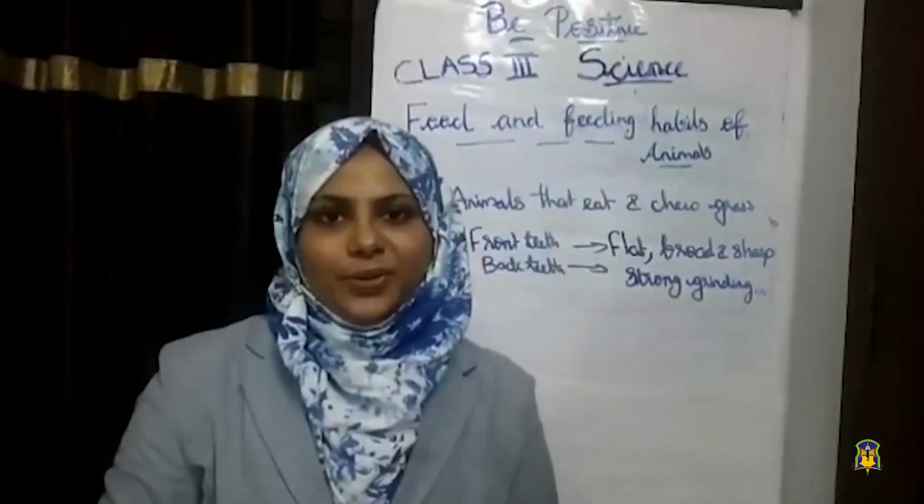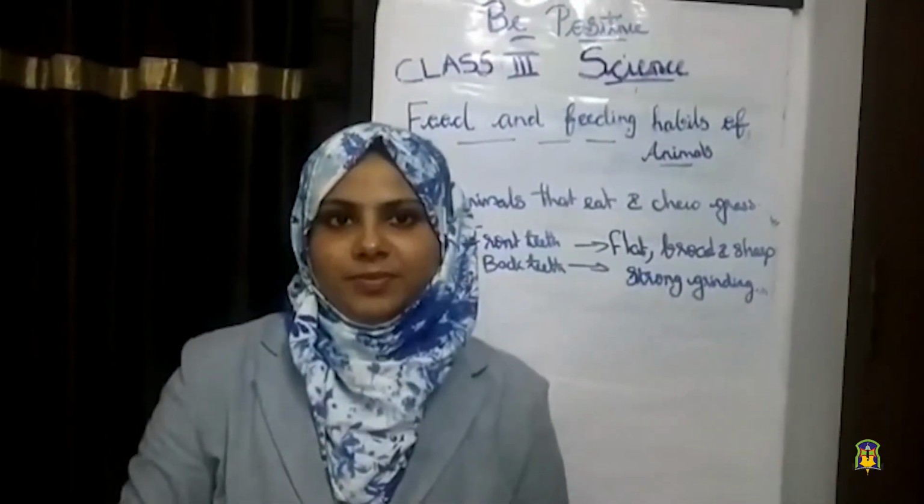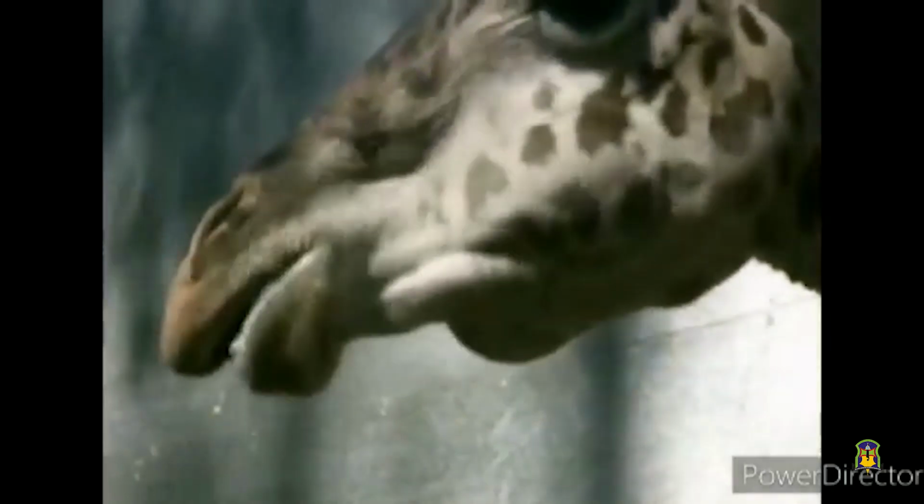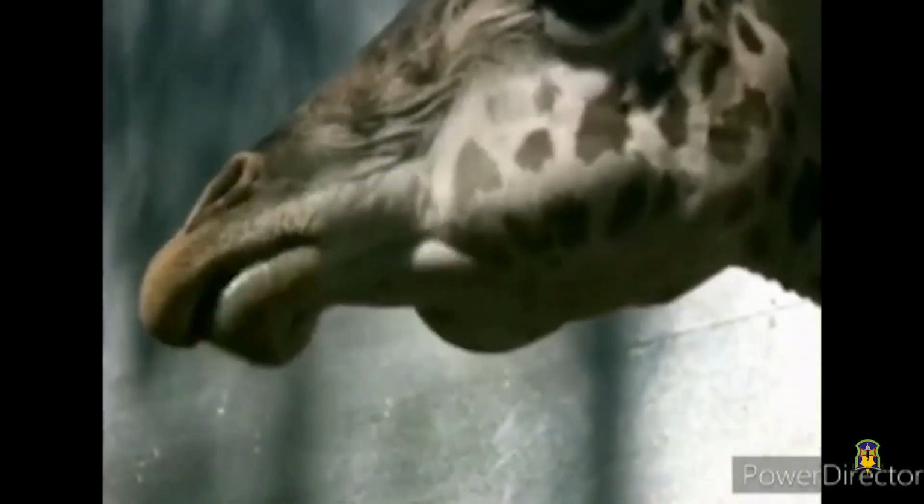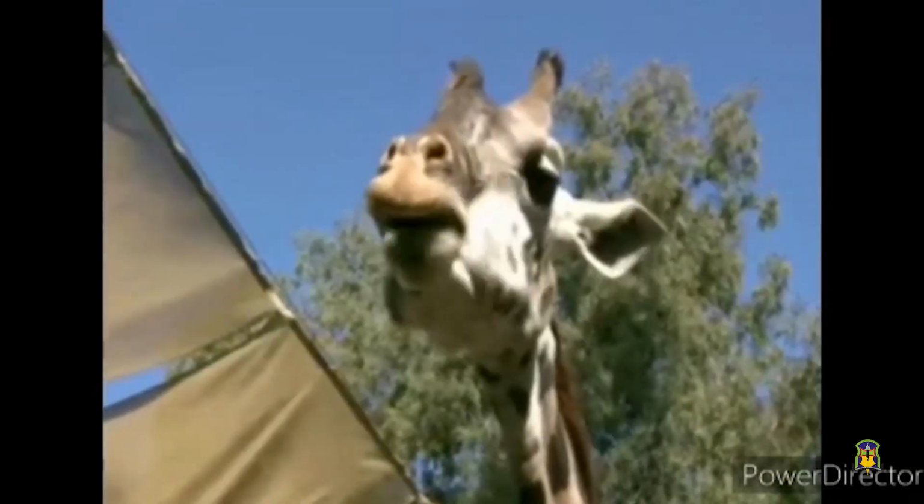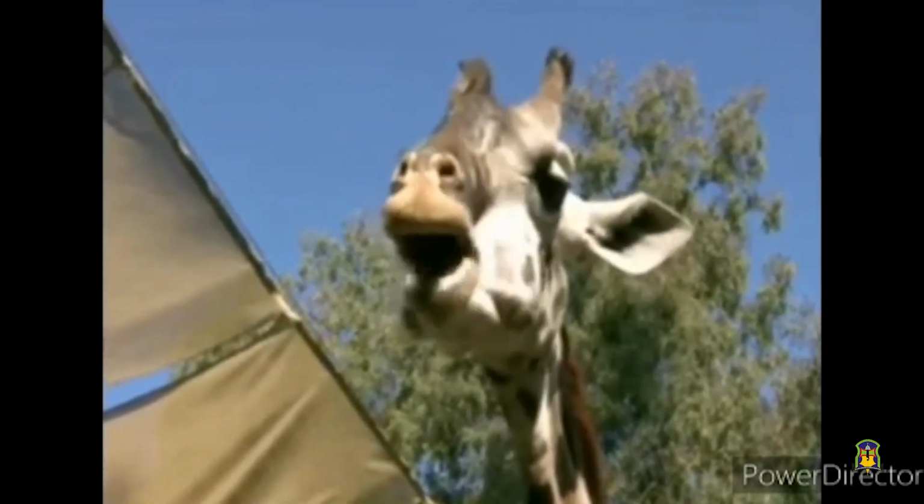Okay, let's see a video. This is the frame of a herbivore's teeth. They have flat, sharp, broad front teeth. They use their front teeth to bite off the grass. And they have strong grinding teeth at the back. They use their back teeth to chew the food. So, they use their front teeth to bite off the grass and their back teeth to chew the food.